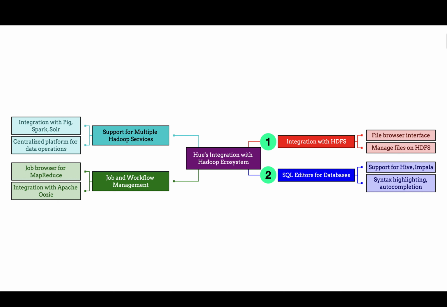2. SQL editors for databases. It includes SQL editors that allow users to write, run, and save queries for Hive, Impala, and other SQL-based languages, with syntax highlighting and autocompletion. 3. Job and workflow management. HUE's job browser allows users to submit, track, and debug MapReduce jobs. It also integrates with workflow engines like Apache Oozie for scheduling and orchestration.